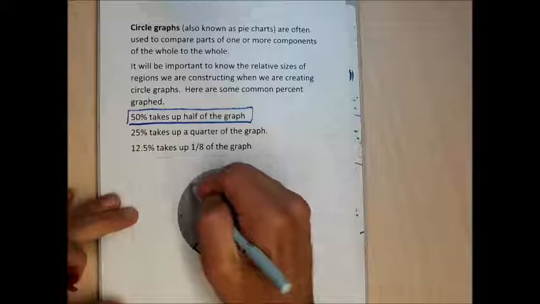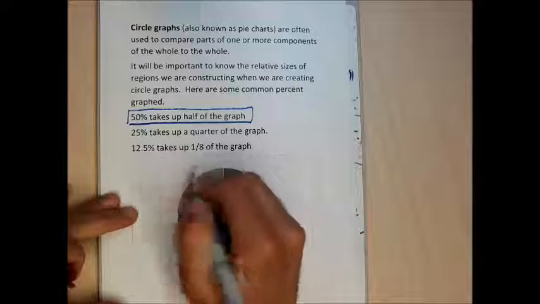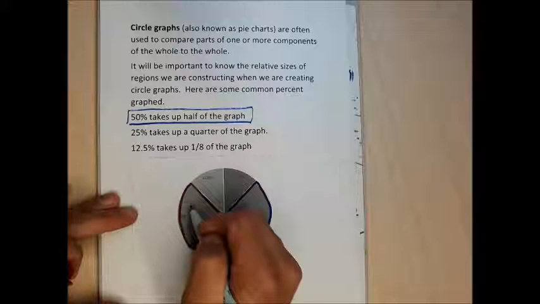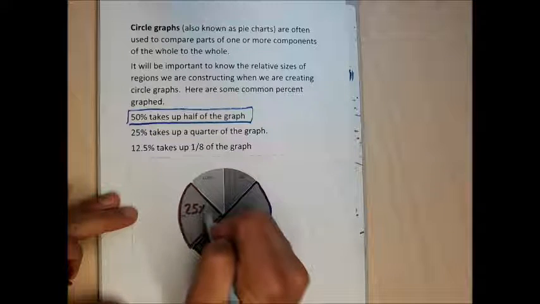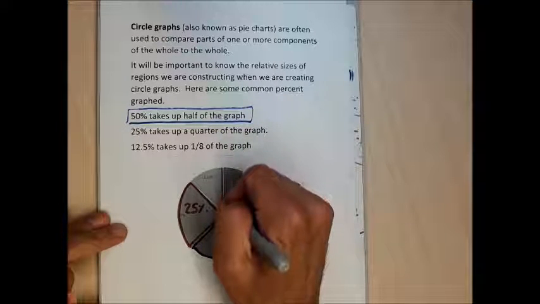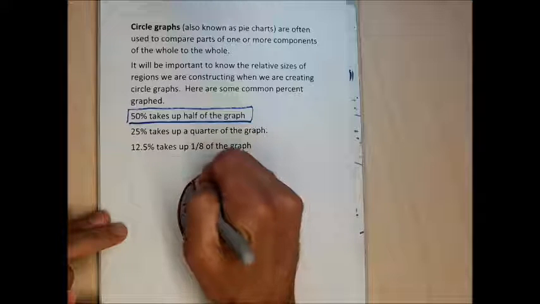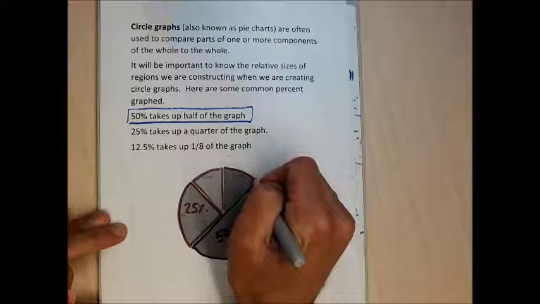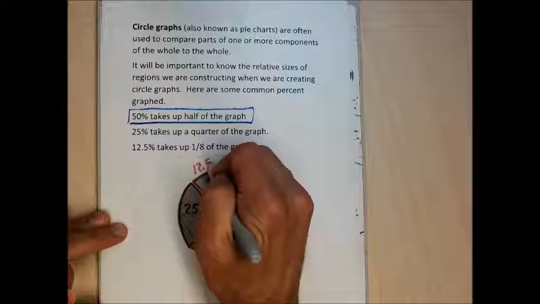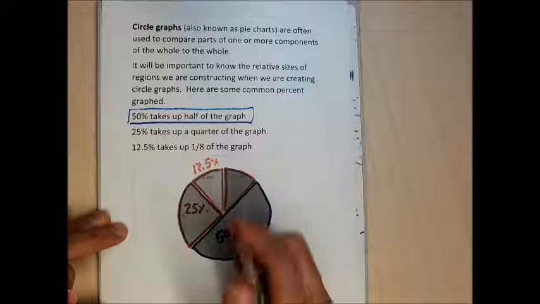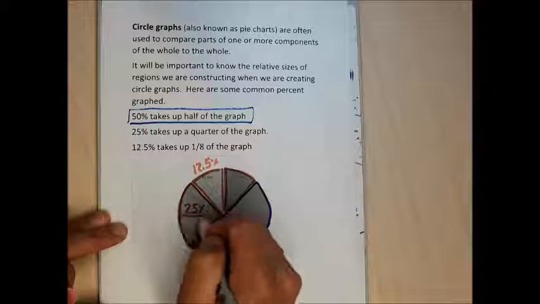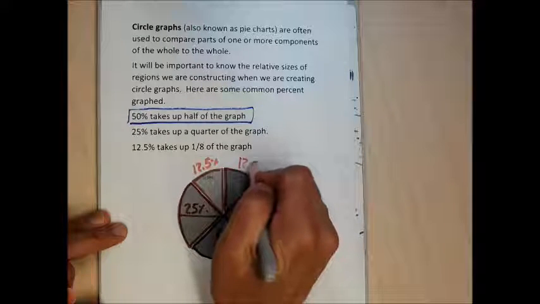If I cut the 50% in half, and that's what's up here, this now is a 25% region. And if I cut the 25% region into halves, I get regions that are 12.5%. So cutting a circle in half once, you get an area that's 50% of the circle. Cutting the half in half, you get 25%, and cutting the 25% in half, you get 12.5% regions.